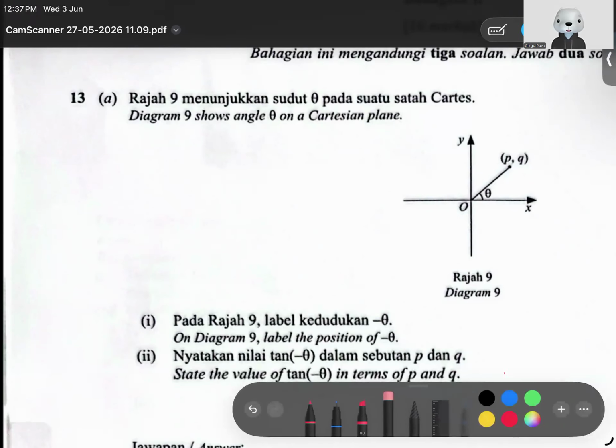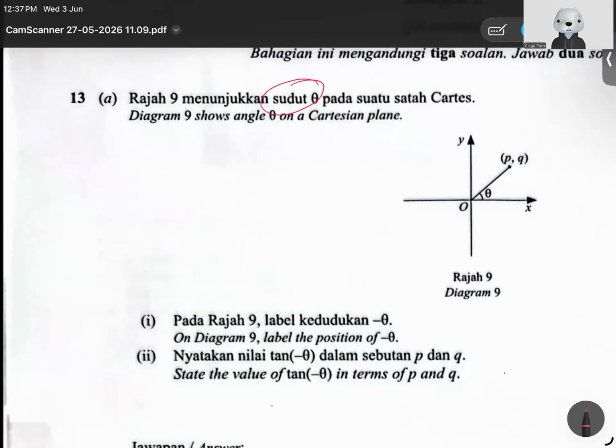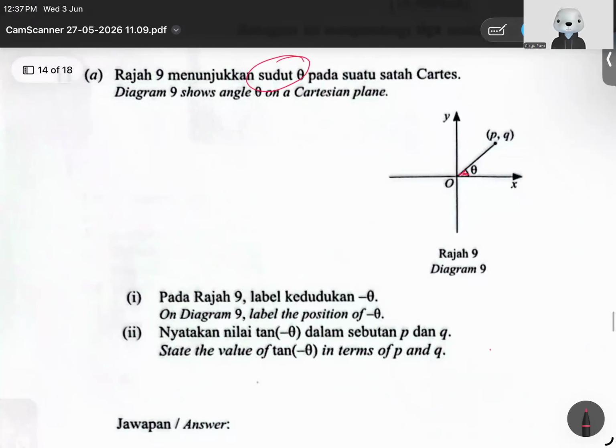Okay, question 13 is related to trigonometry. The diagram shows the angle theta on a chart, as we can see, theta is here. On the diagram, label the position of negative theta. Negative theta means anti-clockwise, so theta is here. Negative theta is anti-clockwise, and of course the coordinate here will be P, negative Q.